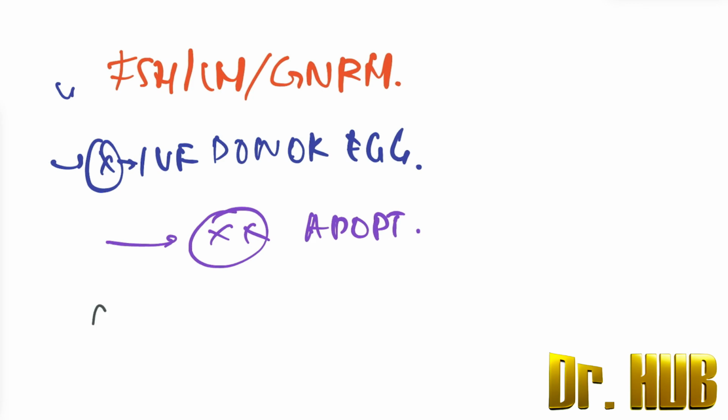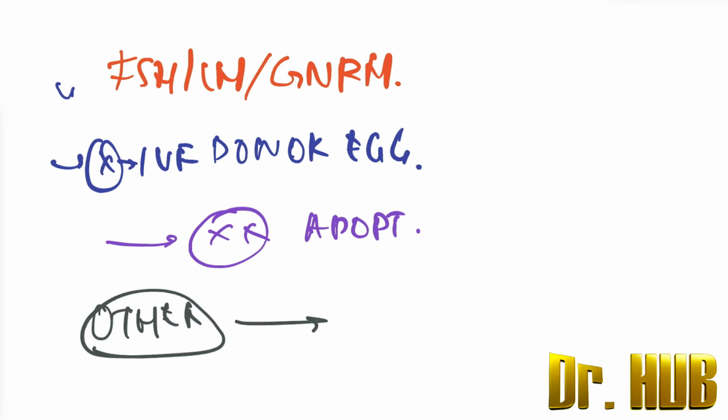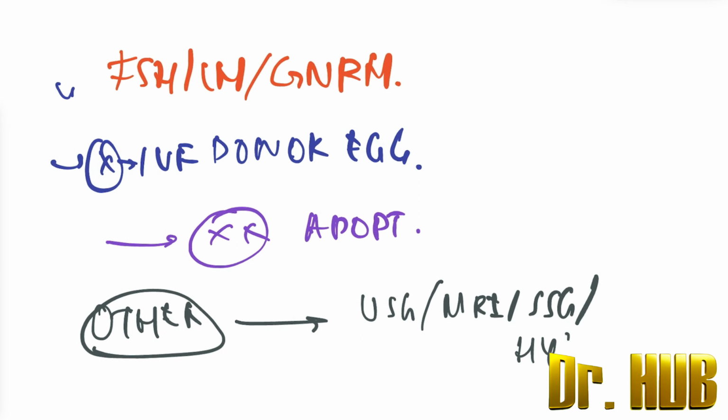In terms of other causes, there can be other related causes which lead to infertility. There the investigations should be USG, MRI, SSG as well as hysteroscopy. In such a case, how do you manage? We have to find the cause and treat the cause.